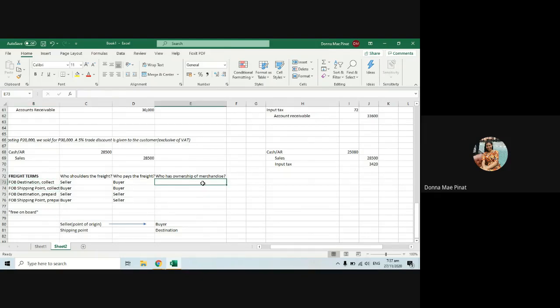So, kung FOB shipping point, meaning free onboard shipping point, free si seller. So, si buyer, siya ang nagbayad sa freight. Kay siya naman ang nagbayad sa freight, bisan pag giload pa siya dito sa barko, pero naa pa sa lugar ni seller, iya na ang ownership sa goods. So, basta free onboard shipping point, ang owner sa merchandise is si buyer na.